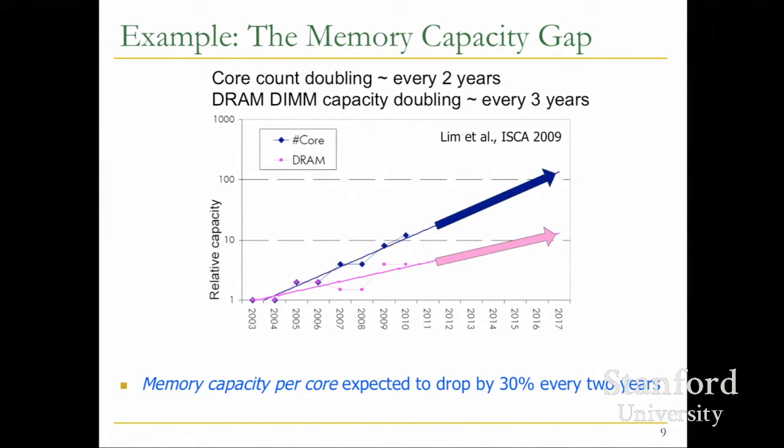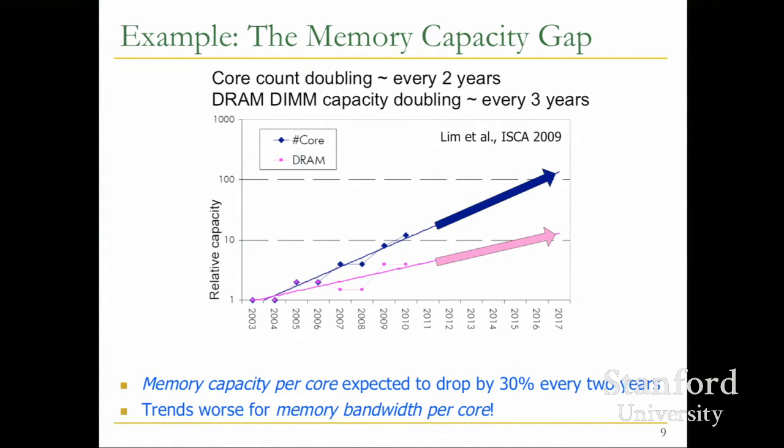This is just one example, the capacity gap. This is from a paper published by HP Labs and the University of Michigan at ISCA 2009. They plotted the core count, which is doubling approximately every 2 years, and the DRAM DIMM capacity, which is doubling approximately every 3 years. They showed that memory capacity per core is expected to drop by 30% every 2 years. Now, if a program relies on a thread getting more memory so that you can write more featureful software, then that's not going to happen, assuming you're utilizing your resources well.